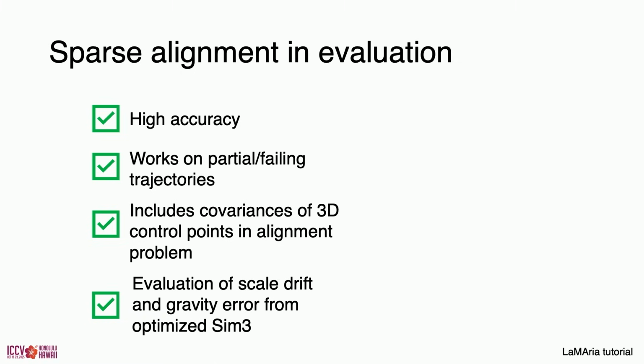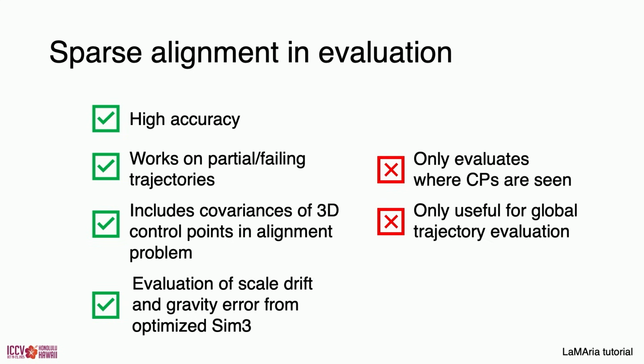And like I mentioned, we also have some additional evaluations which we can run based on scale drift as well as gravity error. However, some limitations of this sparse evaluation is that it only evaluates the part of the trajectory where these control points are seen, and it's also useful only for global trajectory estimation. So if you want to have some fine-grained analysis, this evaluation is not particularly useful.